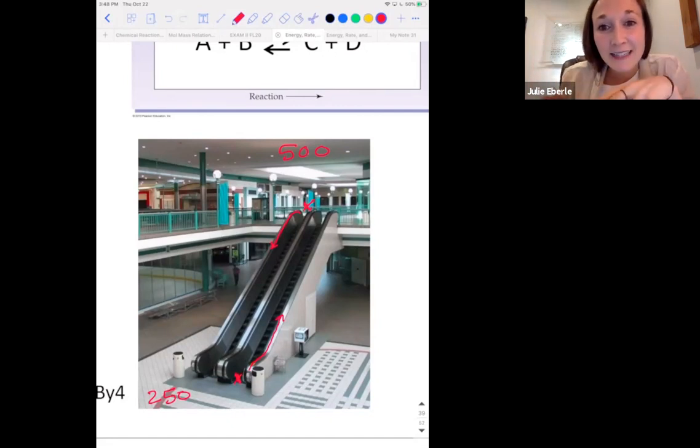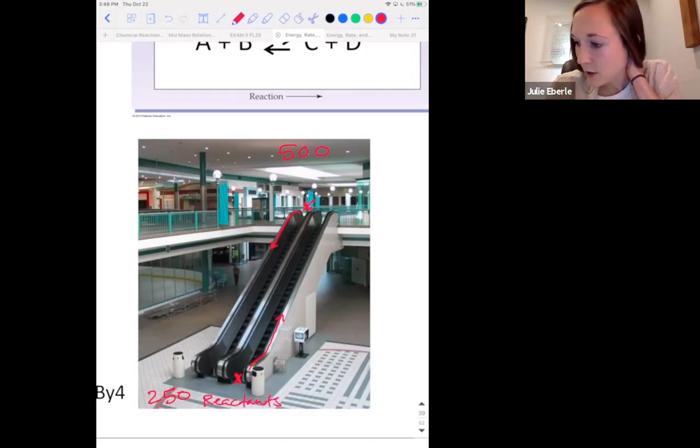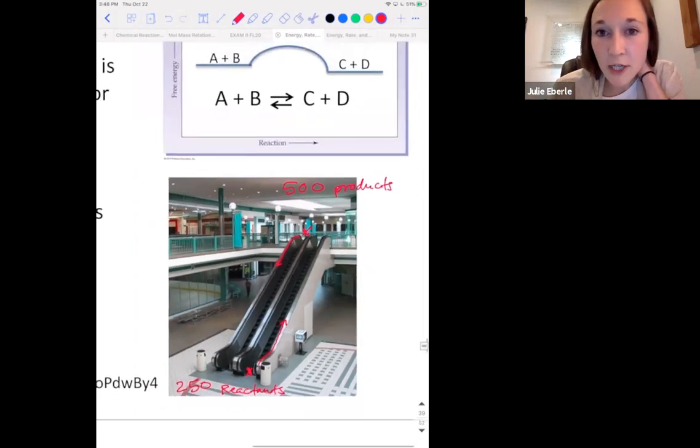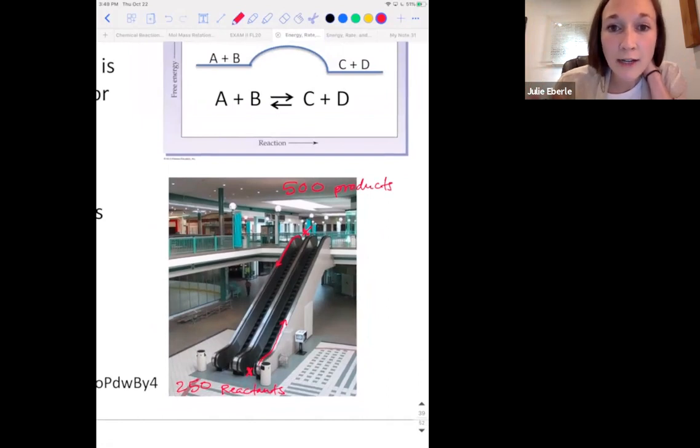But if they step on at the exact same time, they're going to reach the opposite floor at the exact same time, right? Because those escalators are supposed to be moving at the same speed. So that's kind of like equilibrium. Does that mean that we have the same number of people on floor 2 as floor 1? No. And let's make this even more chemistry. If these are our reactants and these are our products, what equilibrium is saying is that the concentration, the number of reactants and the number of products at equilibrium, they're not necessarily going to be the same.